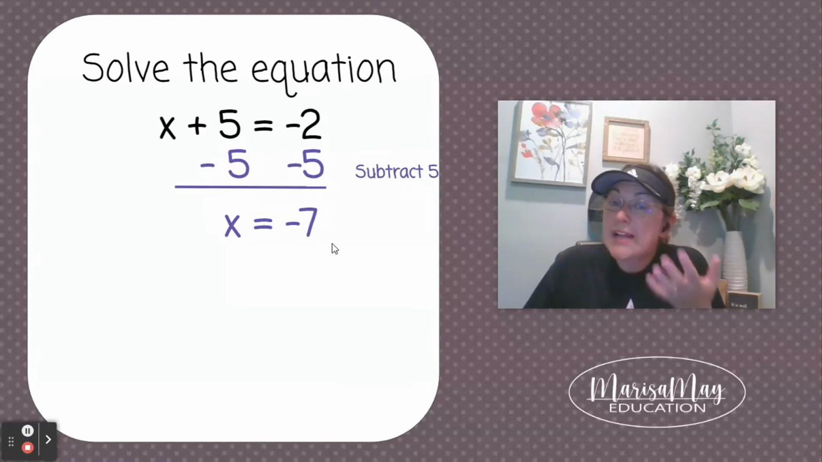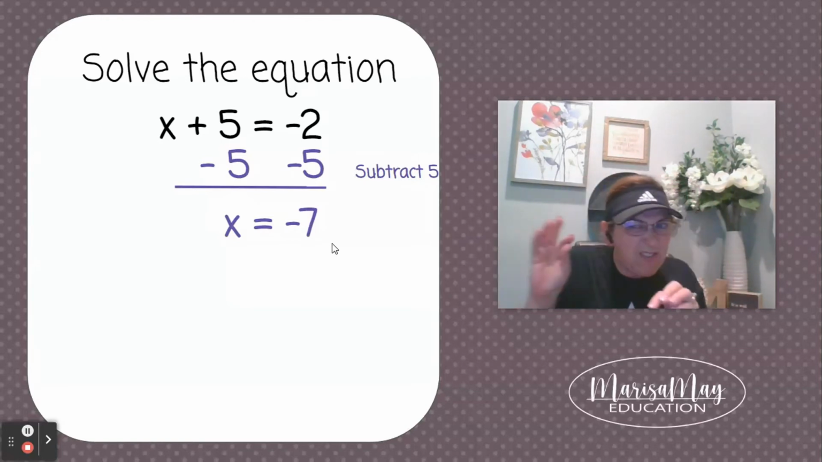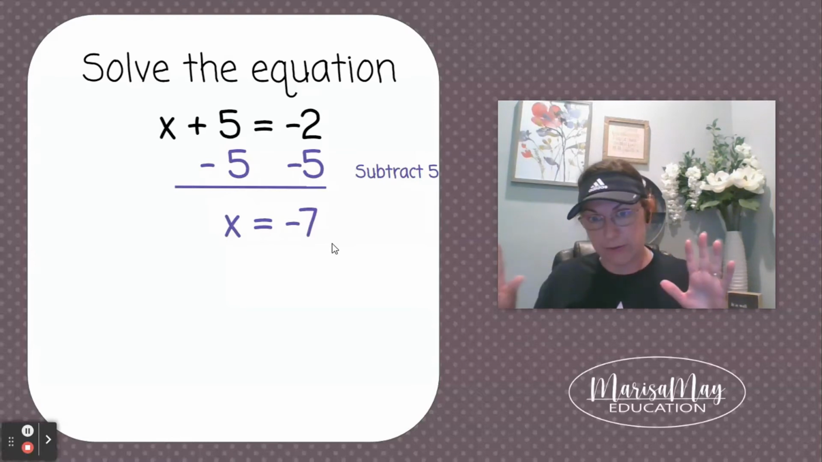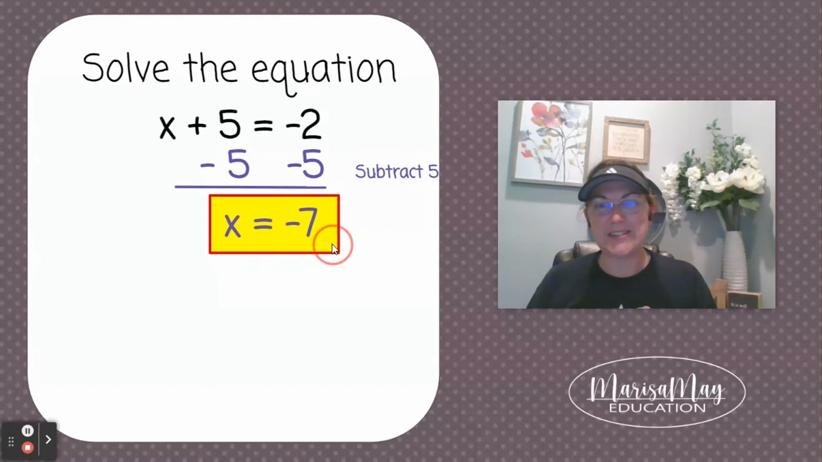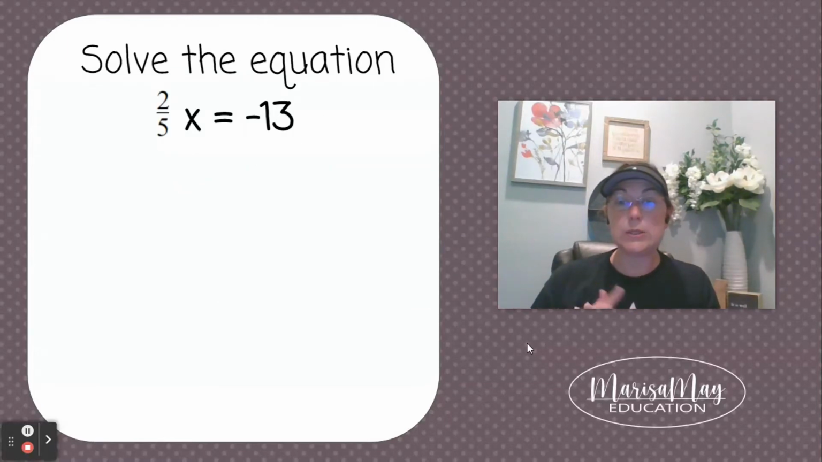And again, that's probably the answer you just kind of figured out in your head. But remember, we're building technique that's going to work no matter how difficult our equations get. So let's get to those little bit more difficult equations. Okay? 2/5 x equals negative 13.